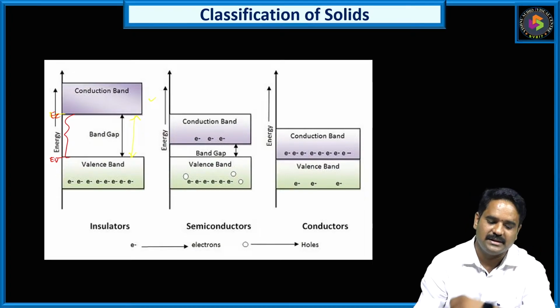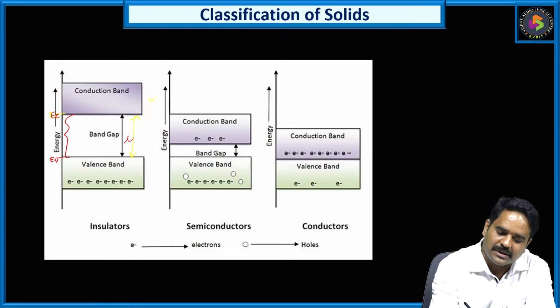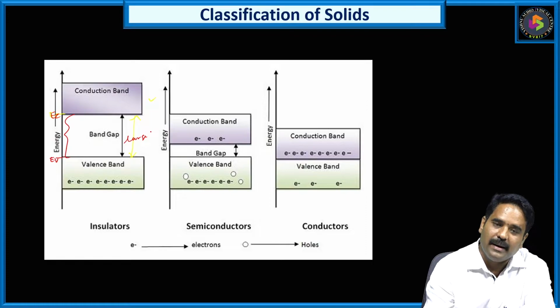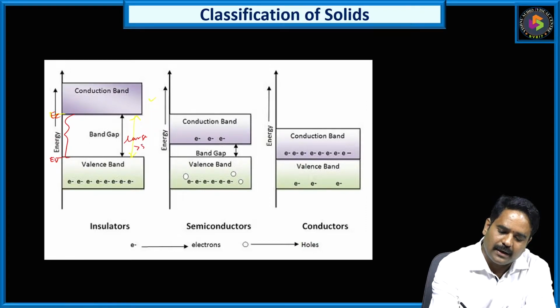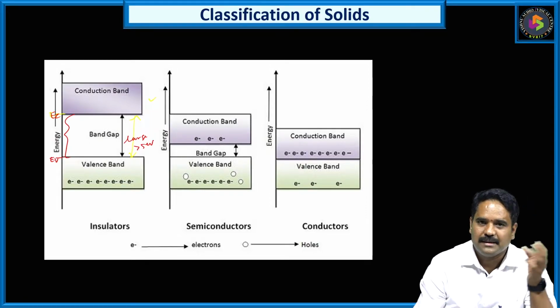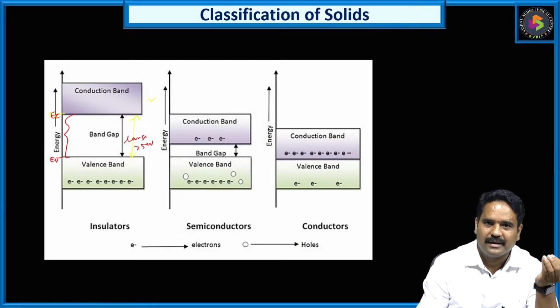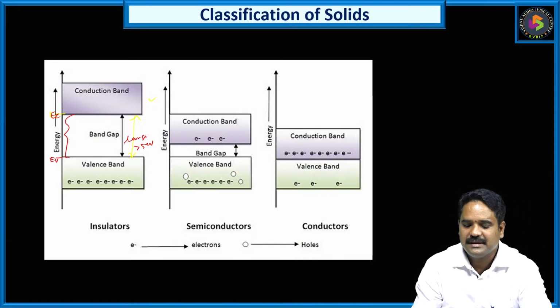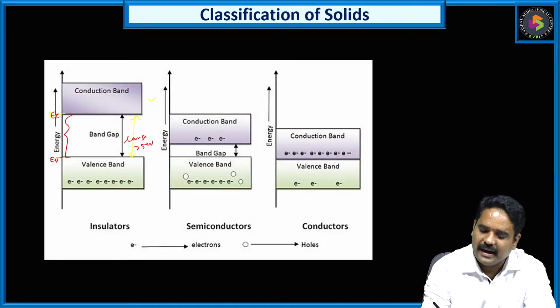In case of insulators, the band gap is large, above 5 electron volt. Examples: glass, paper, plastic, wood. These are all insulating materials. Insulating materials are also very important as dielectric materials. And the semiconductors. In case of semiconductors, the energy gap Eg is small, around 1 electron volt.